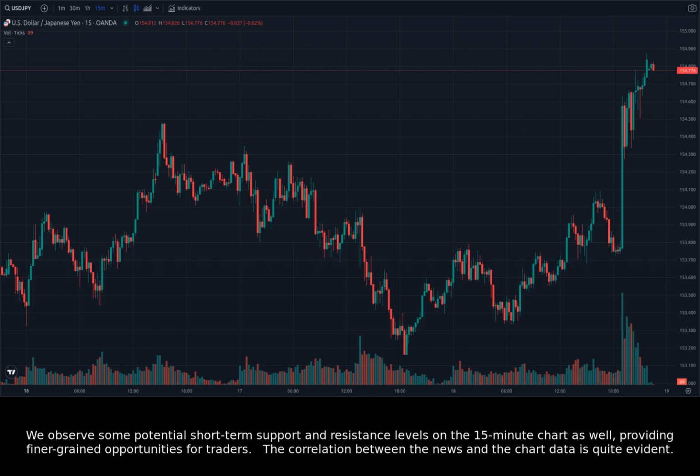The 15-minute chart reveals even more intraday price fluctuations, confirming the volatility we've already observed. We observe some potential short-term support and resistance levels on the 15-minute chart as well, providing finer-grained opportunities for traders.